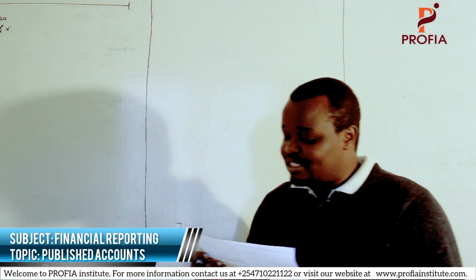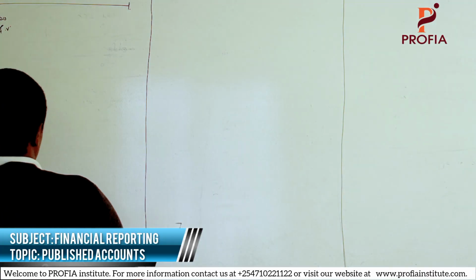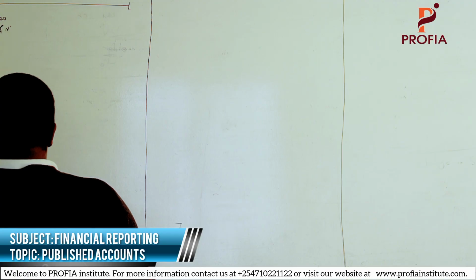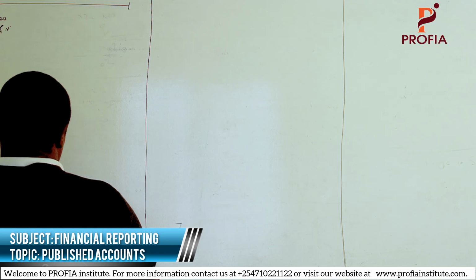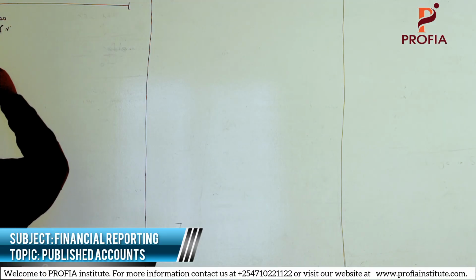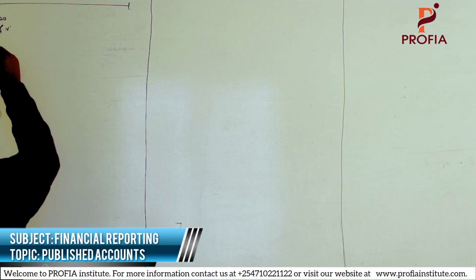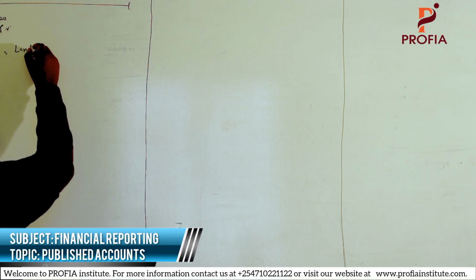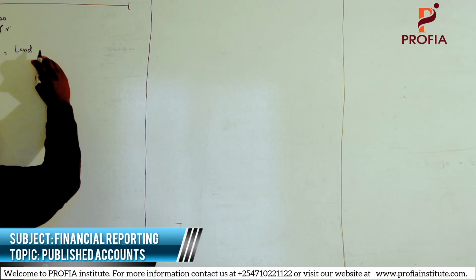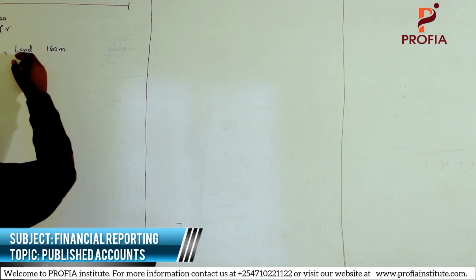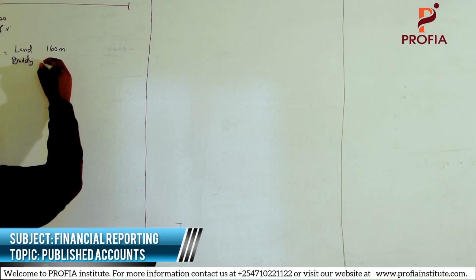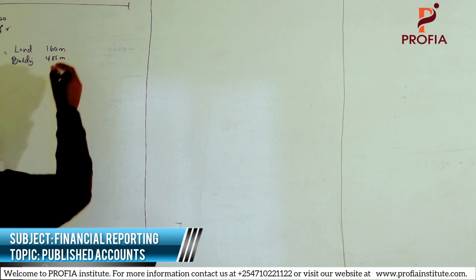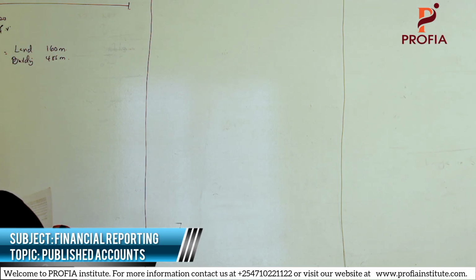We are told that the independent valuer valued land at 160 and building at that. So first, what was the fair value? Land was revalued at 160 million, and buildings were revalued at 485 million. Then we ask, what was the value of land and buildings as at the same date?